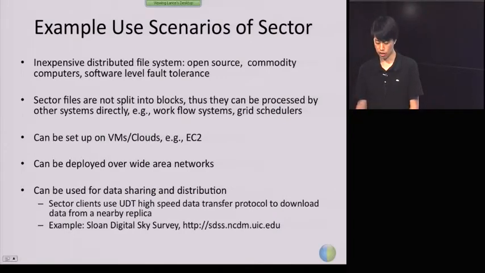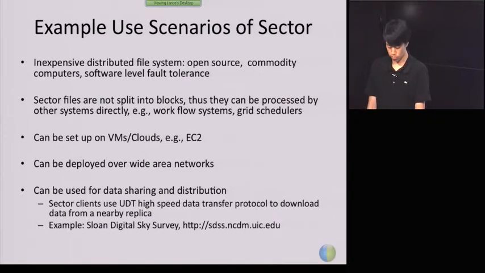You can also set up Sector on a cloud. You can start multiple EC2 instances and install Sector on them. That's pretty straightforward. And this is unique, as we already emphasized: you can run Sector on a wide area network. This is important because many of you run national or international collaborations. You have data collected from multiple data centers, multiple locations, and you don't want to move them into a single location. That's not very productive.